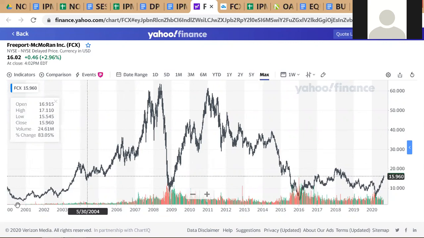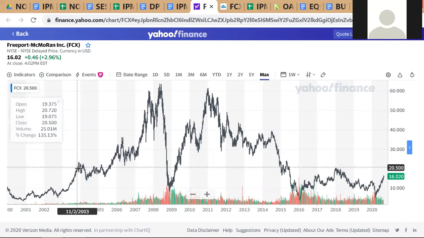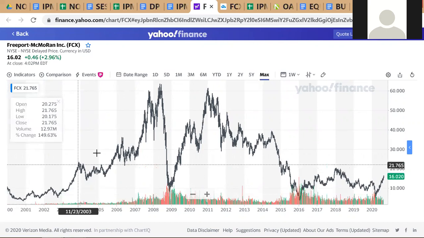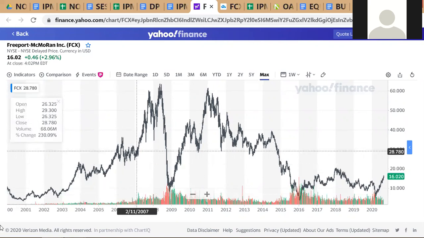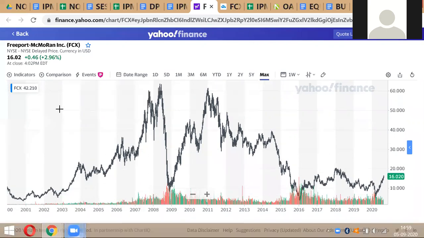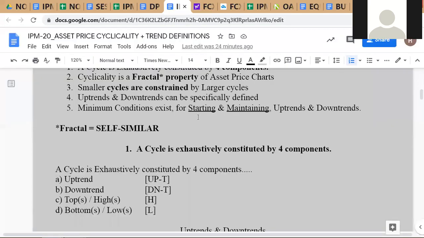And what can we say about the highs? All the highs are also higher. Can you see that? All the highs are higher. High, higher, high, higher, high, higher, high, higher, high. Okay. All the highs are higher, all the lows are higher. And this leads us to our basic definition, which is point number 4, basically, that we are defining uptrends and downtrends.